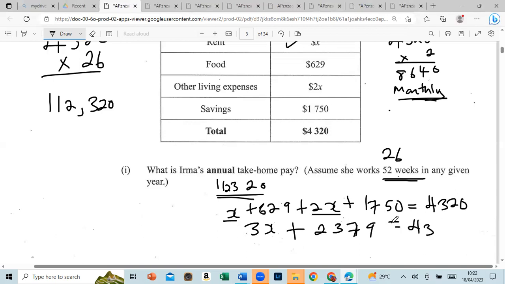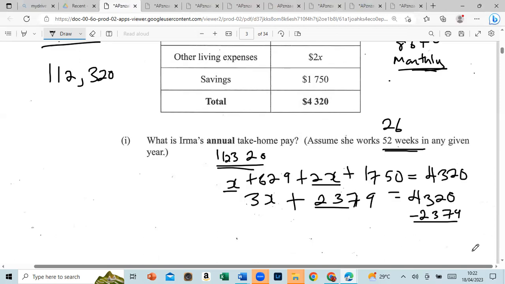So we're going to transpose. We subtract 2,379 from 4,320, and then we divide by 3, and that will give us the rent for a fortnight. All right, let's go.